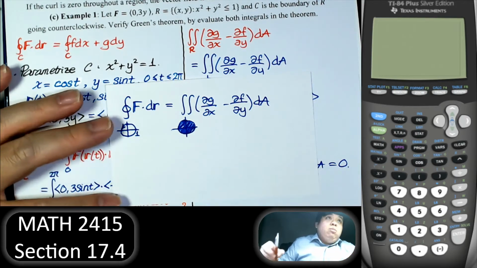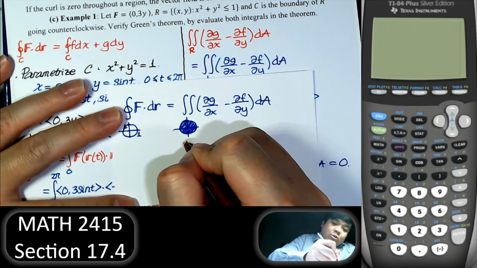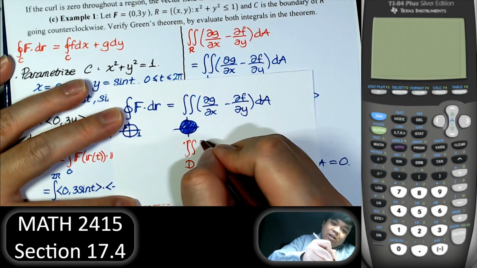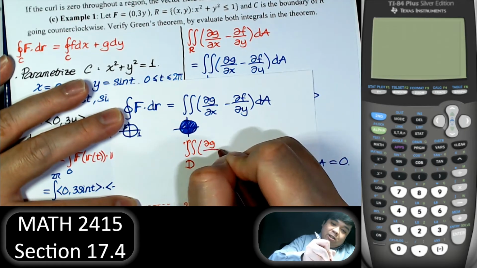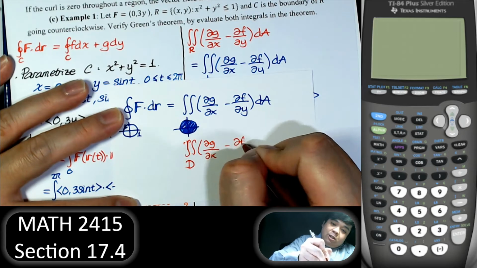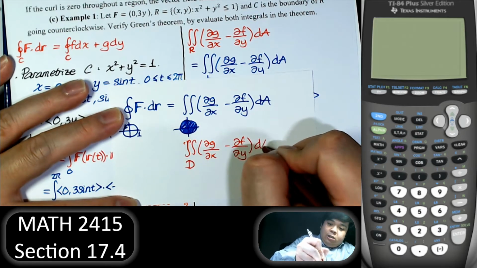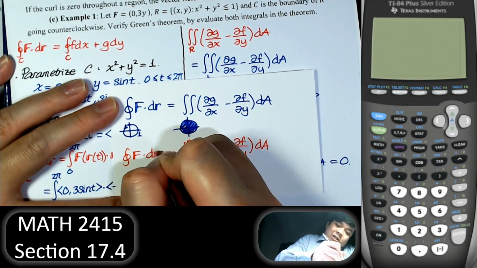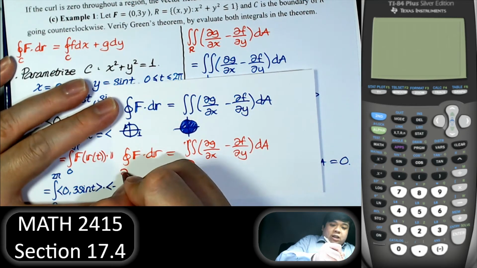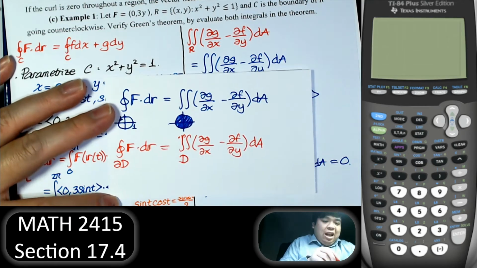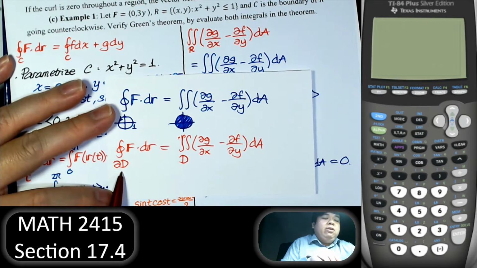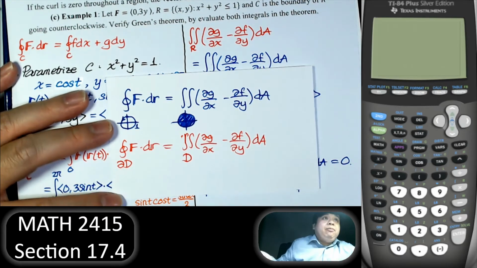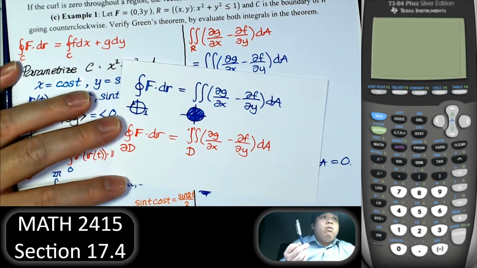So the line integral on the boundary oriented counterclockwise is the same as the double integral on the interior. And some books even write, if this is the region D, they write this on the region D, and then here they write the line integral on the boundary of D. And that is sometimes referred to as the boundary of D. So I see it in this form also.